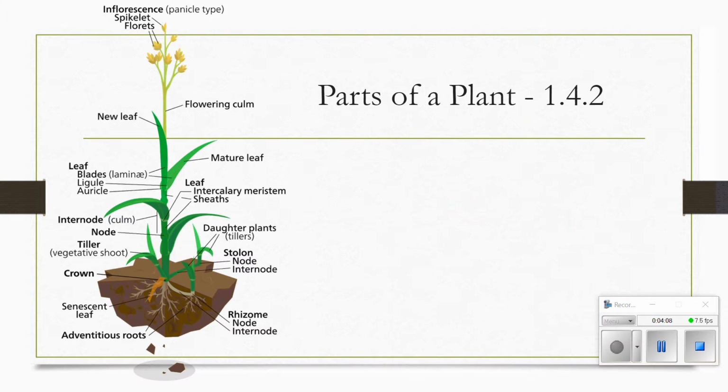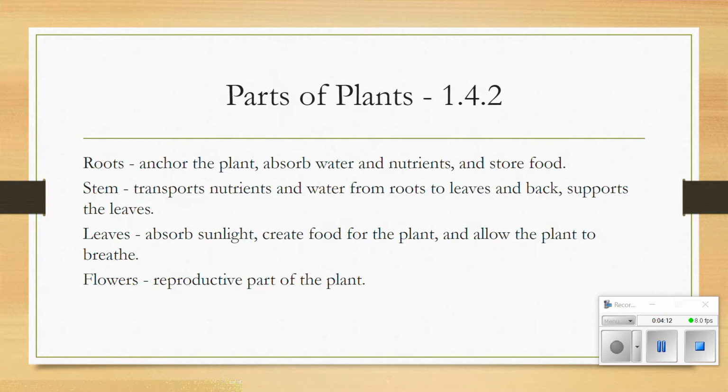Let's move into parts of the plant. Plants are made up of four main parts. The roots anchor the plant. They absorb water and nutrients and store food. The stem transports nutrients and water from roots to leaves and back and supports the leaves. It's like the backbone of the plant, and also the highway that transports nutrients.